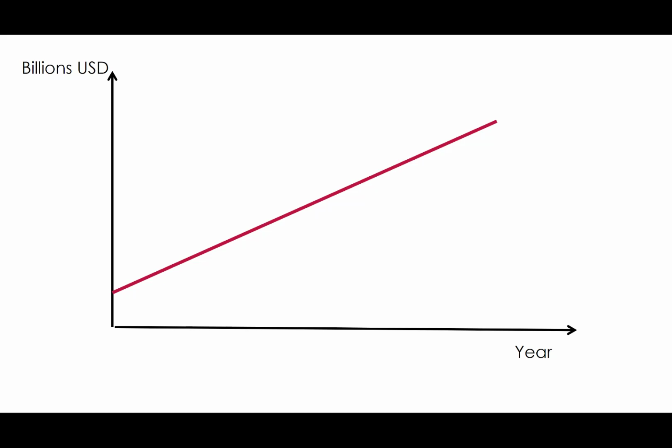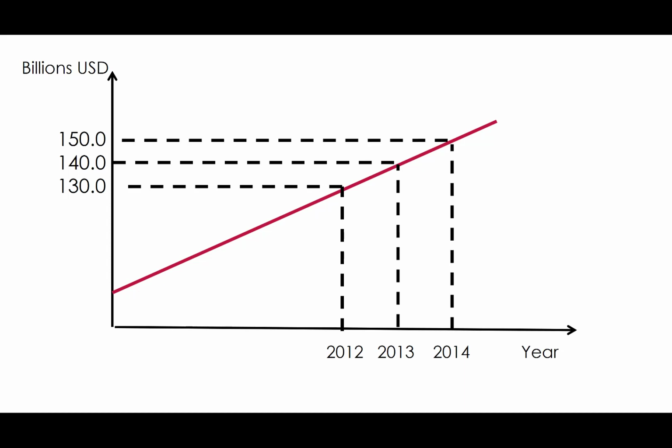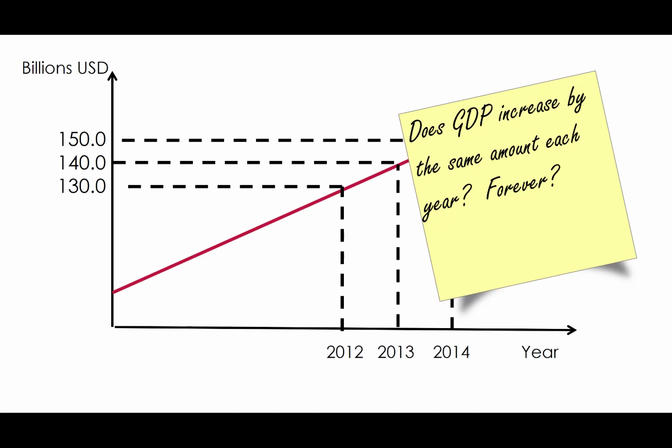So what does this mean? Let's make an application to economics. So suppose I have values for the level of GDP in the US economy over time. And so I have 3 time periods, 2012, 2013, and 2014. In 2012, GDP is 130 billion US dollars. 2013, it's 140 billion. And in 2014, it's 150. And so that means that each and every year, GDP increases by the same amount if I assume that GDP is characterized by a linear relationship. And does that make sense?